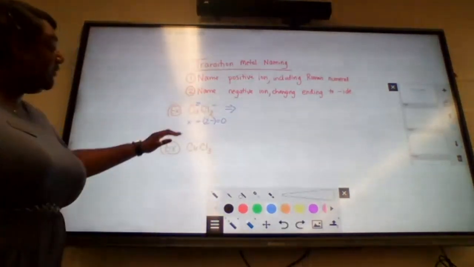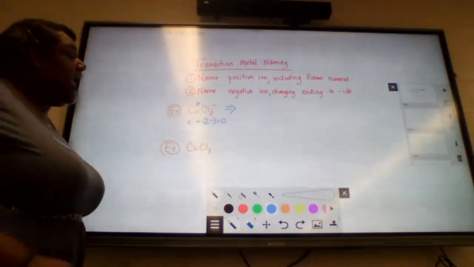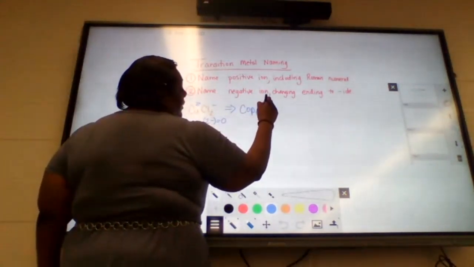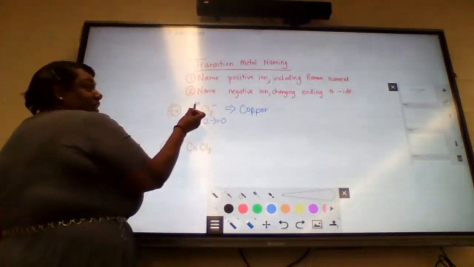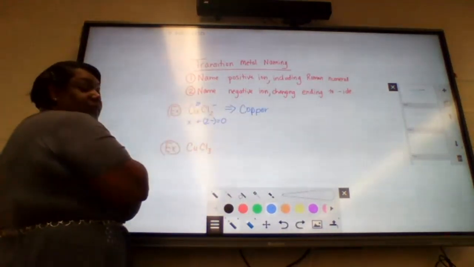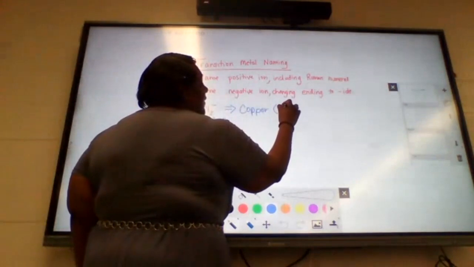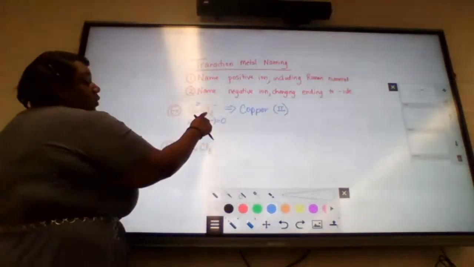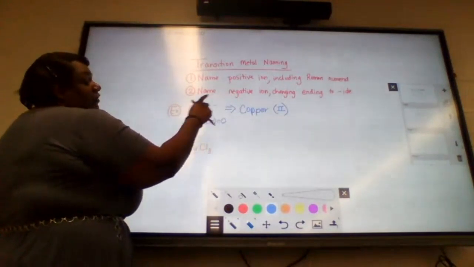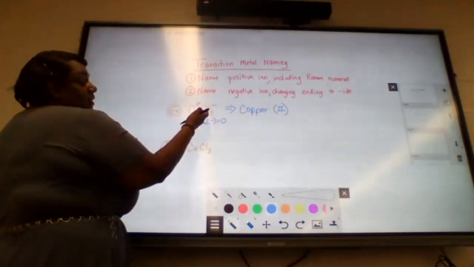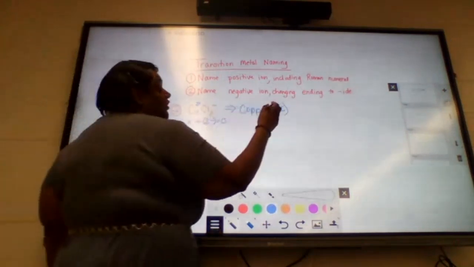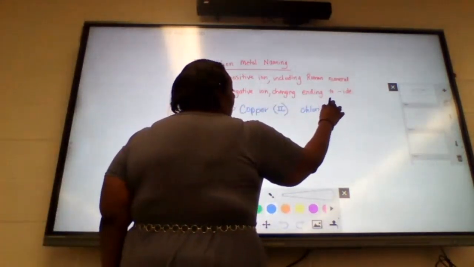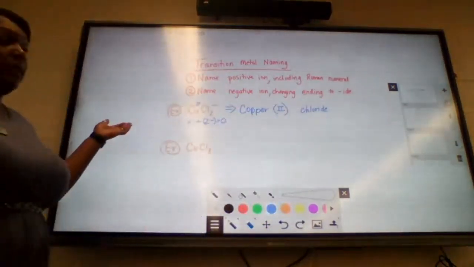When we look at the periodic table, we know that Cu actually stands for the element copper. We just found that the oxidation number for this element is 2 positive, so we put a Roman numeral 2 after the copper, and then we just name the negative ion, changing its ending to -ide. This is chlorine, so we would change that to chloride, and now we have the name of our compound.